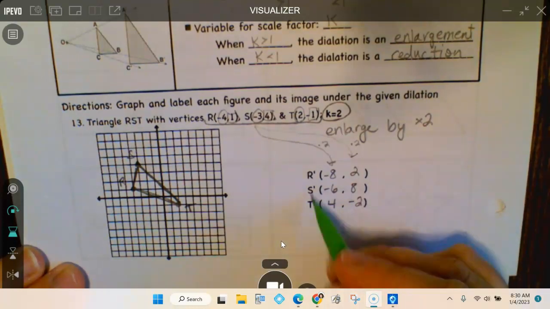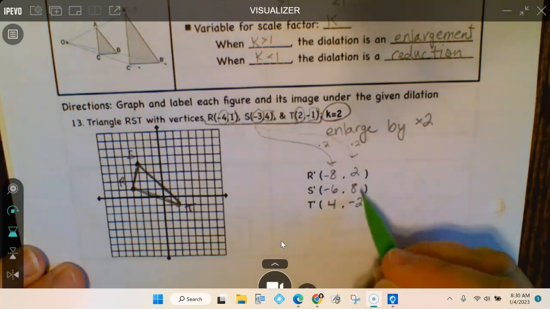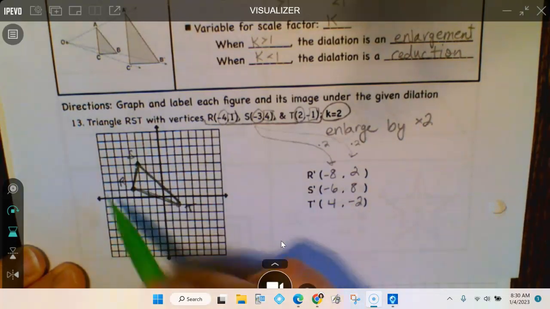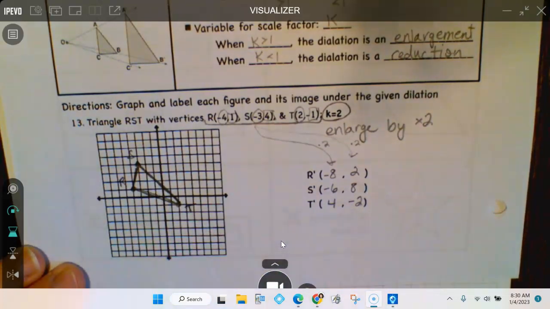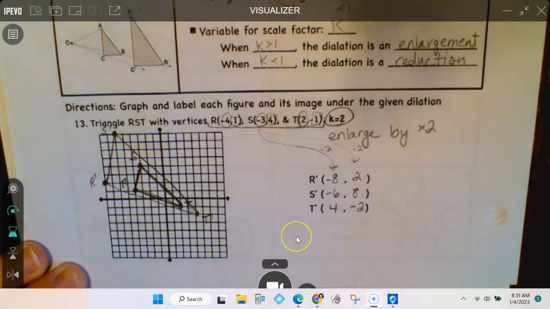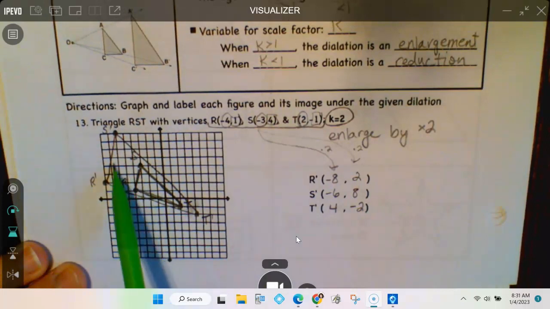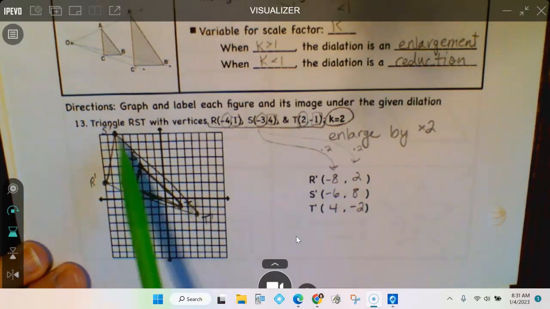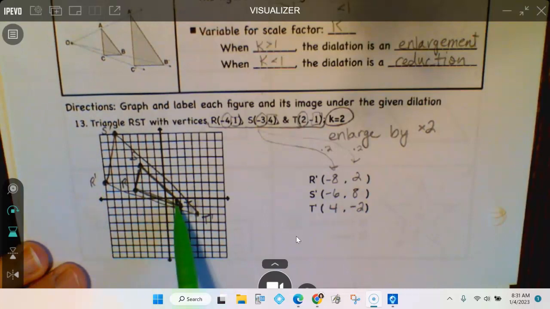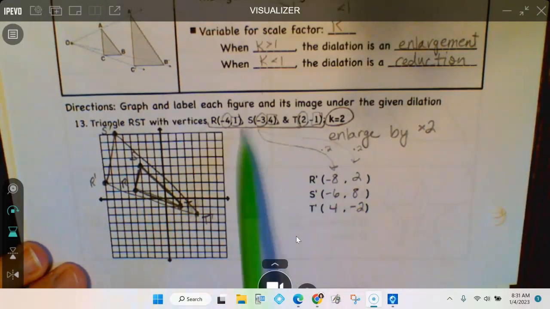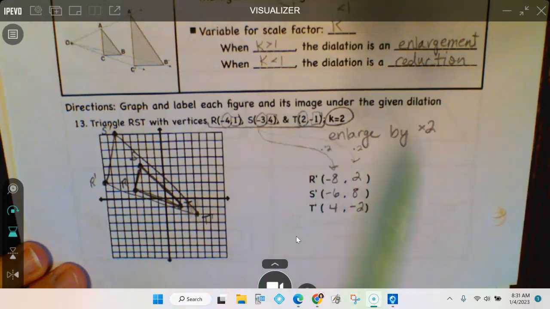Okay, now I'm going to take a minute and graph these, and then we will come back and look at the enlargement. Okay, now let's check. Our image is twice the size as our pre-image was. And we do that by just multiplying the coordinates by our scale factor.